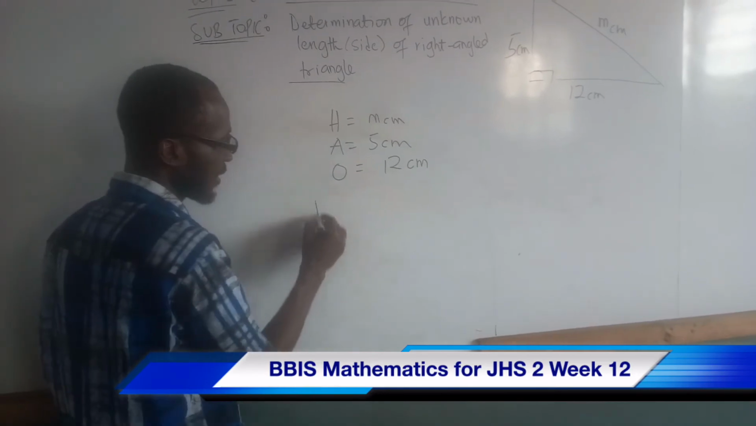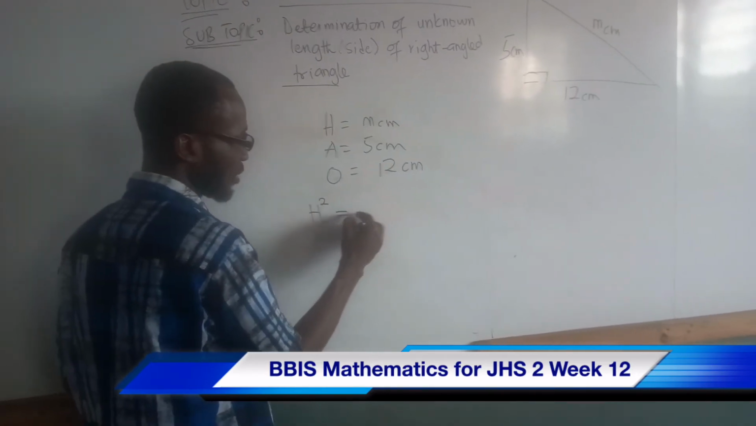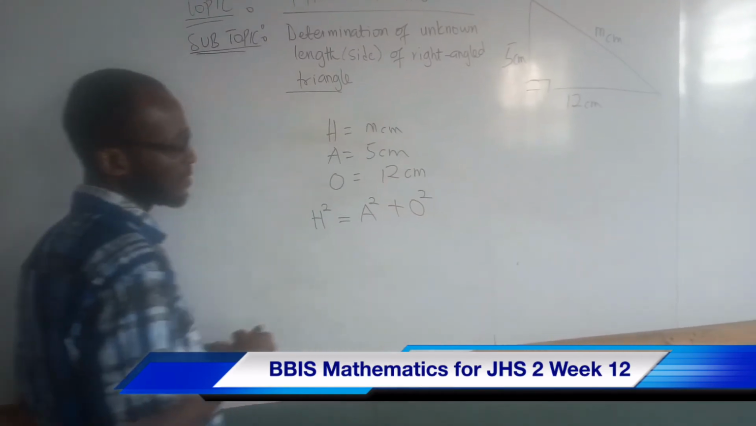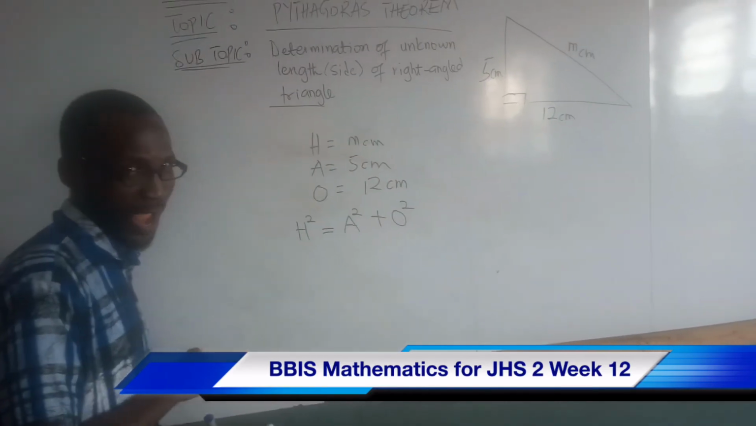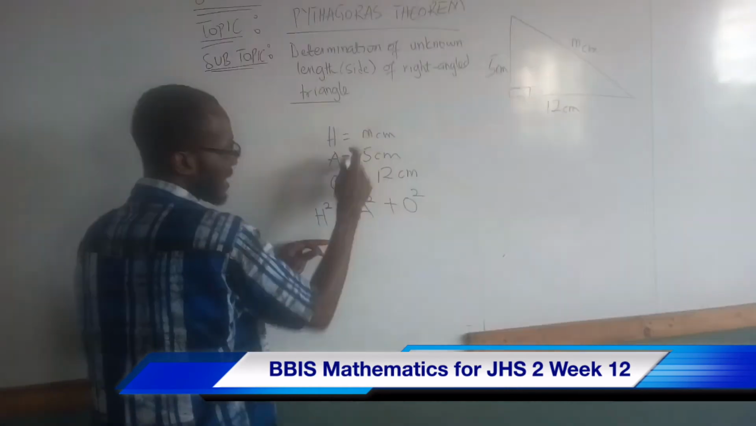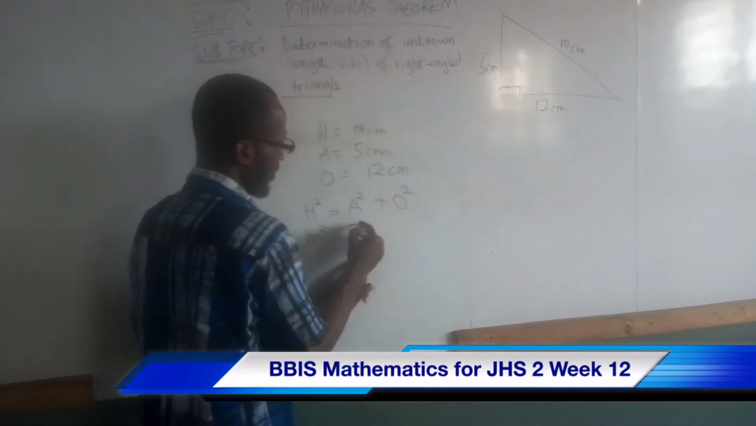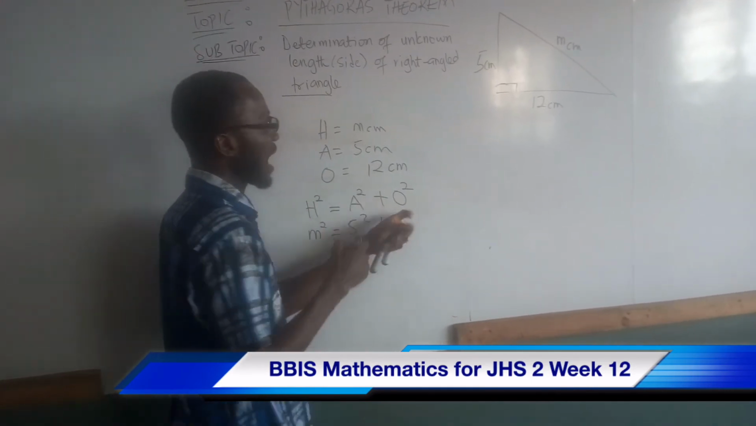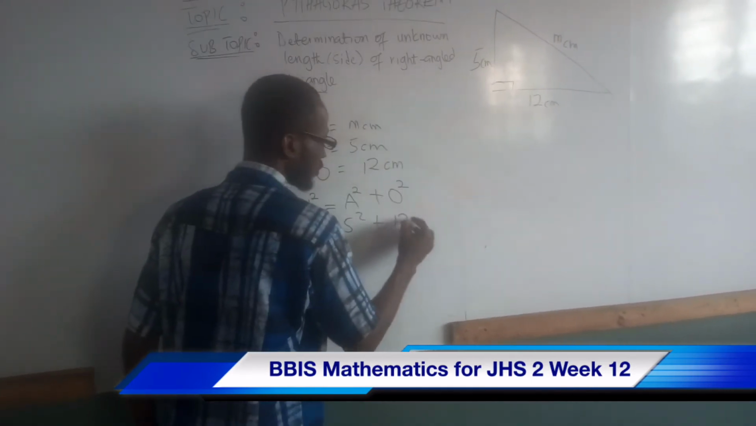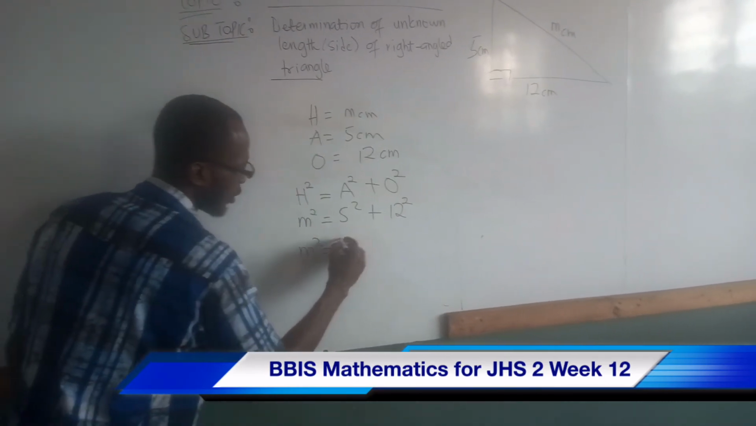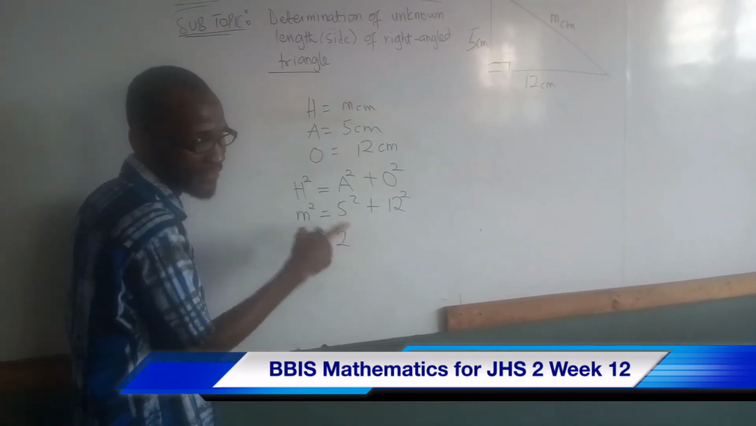Let's go. h squared is equal to what? a squared plus what? o squared. Good. Then we do what? Substitute, right? Good. What is our h? m. So m squared. What is our a? 5. So 5 squared plus, what is our o? 12. So 12 squared. So we have m squared is equal to 5 squared, which means 5 times 5.